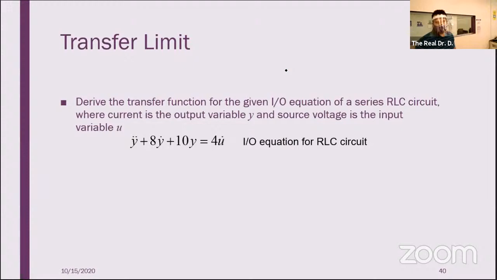Let's try one. I want you guys to take a couple of minutes, take some time and derive the transfer function for this IO equation.